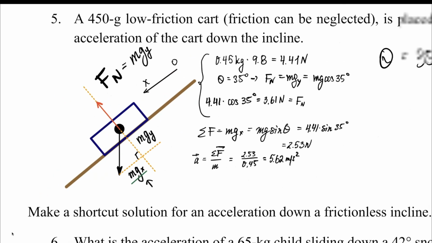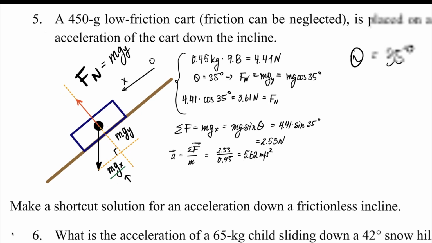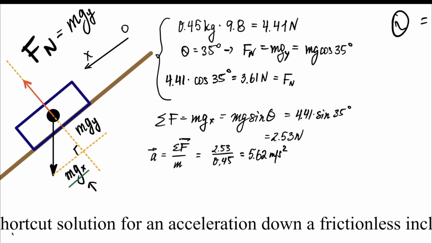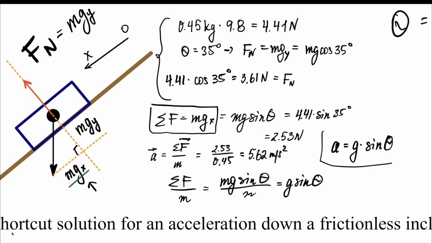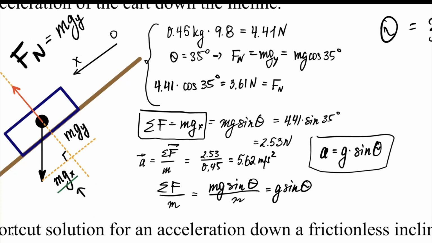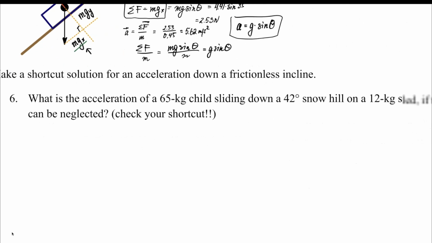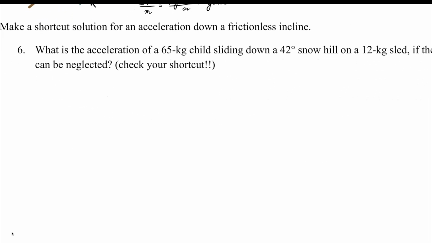Now, I wanted you to make a shortcut for the solution of acceleration. So look at this magic. We said that net force is mgx. Net force divided by mass is going to be mg sine of theta divided by m. So it equals g sine of theta. Acceleration is equal to g sine of theta. That is the shortcut that I'm asking for in the next part. We can solve question number 6 without all the extra work.